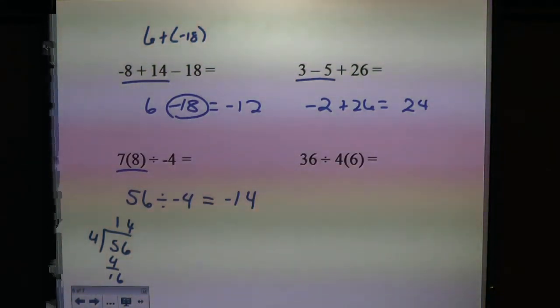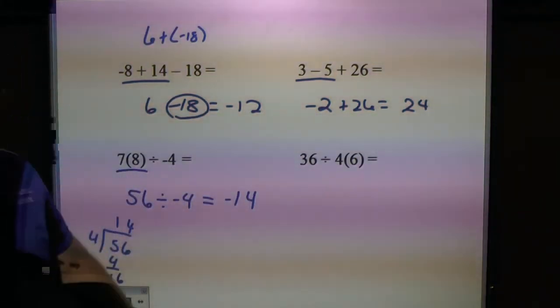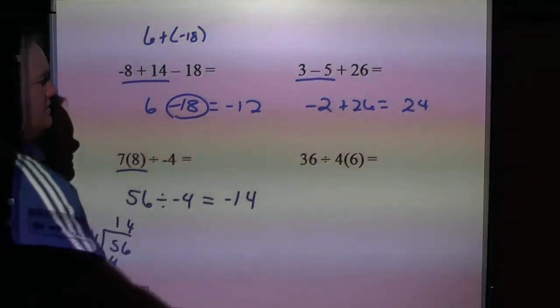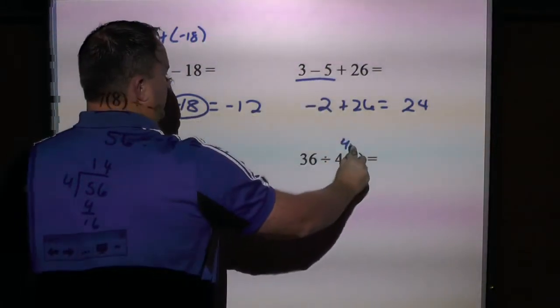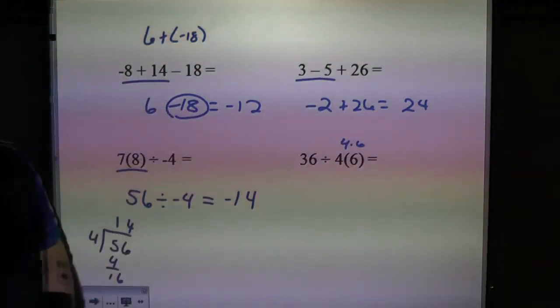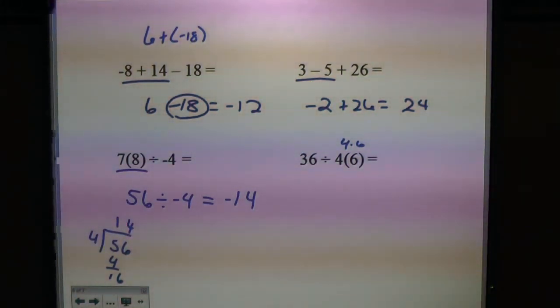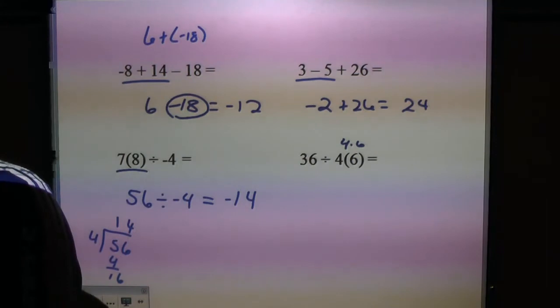Alright. Next one. 36 divided by 4 times 6. Now I don't think I really explained the parentheses before, but I want to do it now. These parentheses, when you have this 4 next to this parenthesis sign, that means 4 times 6. You'll see that we're going to use parentheses a lot this year. We're not going to use the multiplication symbol. We don't even use the dot very much. You're going to see most of our multiplications written as a set of parentheses.